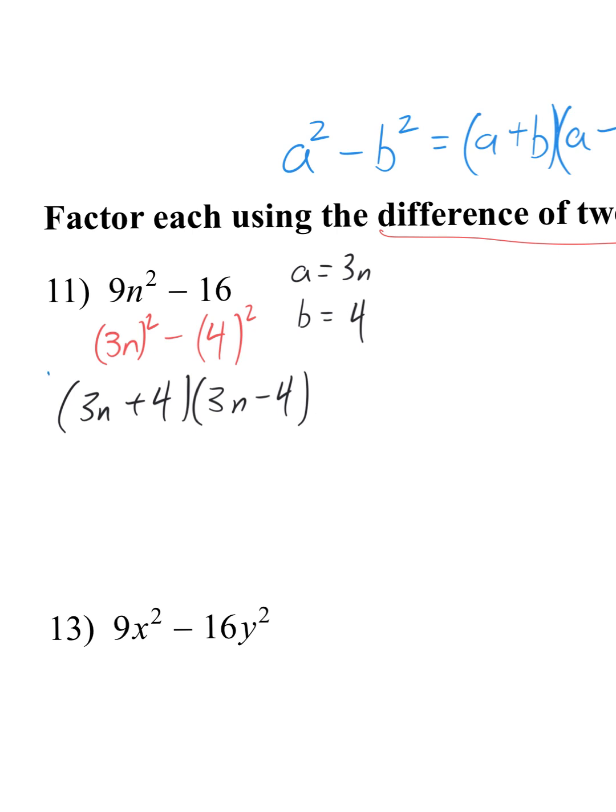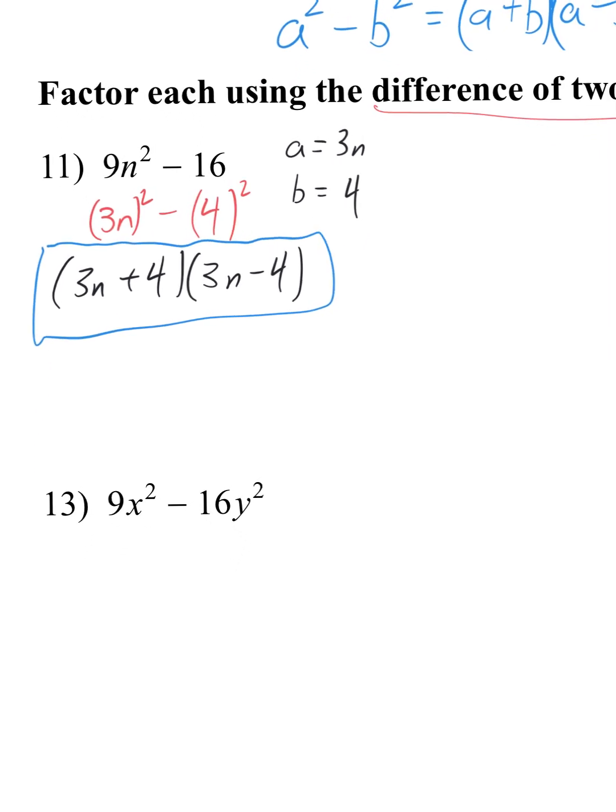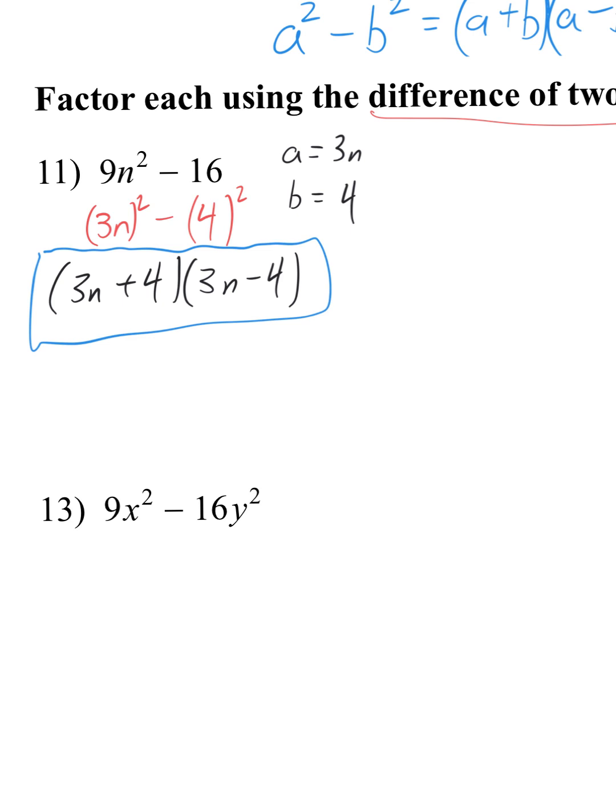This is a super common and popular factoring pattern, so make sure you have it committed to memory. Remember, a squared minus b squared equals a plus b times a minus b. Notice this only works if the two numbers are being subtracted. If you ever see squares that are being added, that's a no-no. It's not going to work there. See if you can do number 13, and then I will show you the answer.